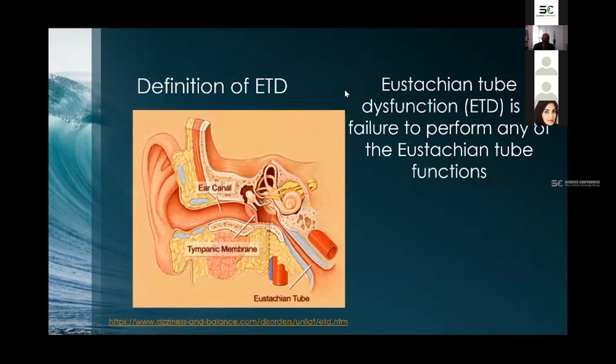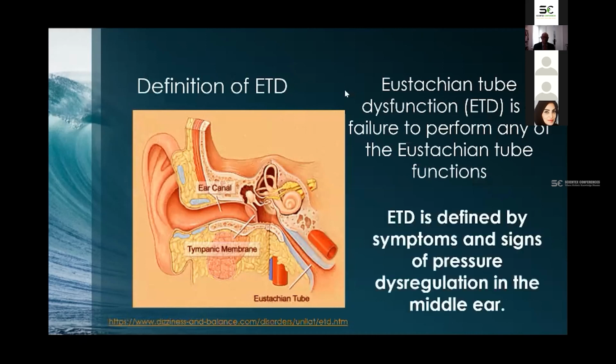The panel agreed that ETD is a syndrome with a group of signs and symptoms which indicate dysfunction of the Eustachian tube. While we obviously agree that ETD is a failure to perform any of the Eustachian tube functions, in actual fact, in clinical practice, ETD usually refers to a problem with the ventilatory function of the Eustachian tube. As such, ETD is defined by symptoms and signs of pressure dysregulation in the middle ear.